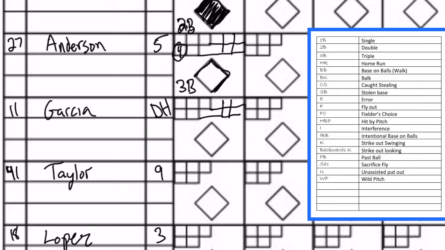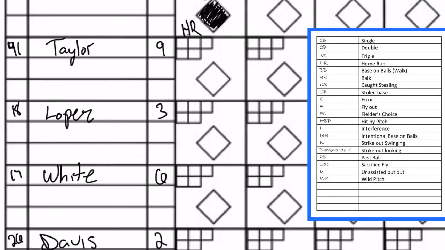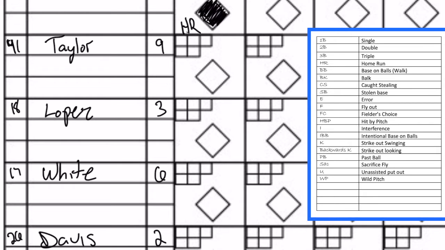Our DH, Garcia, is going to be up next. He's going to see a first pitch fastball for a strike, a second pitch changeup, and a third pitch fastball, and he's going to swing at that one. He's going to hit a home run. We're going to fill in his box because he scores. We're going to come up to Anderson and fill in his box because he also scores. And that's it. So now we come down to Taylor.